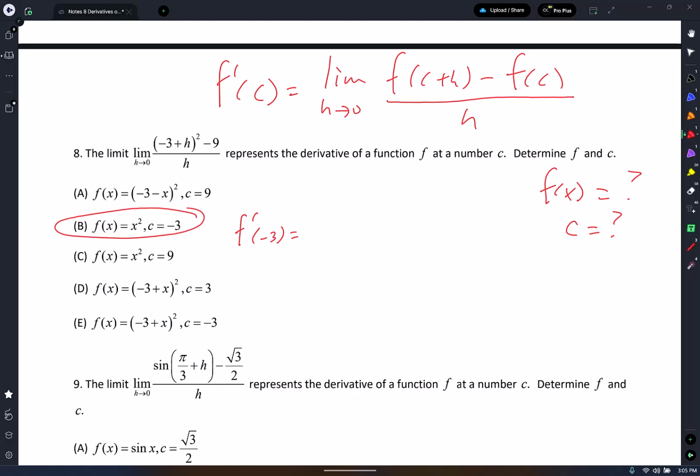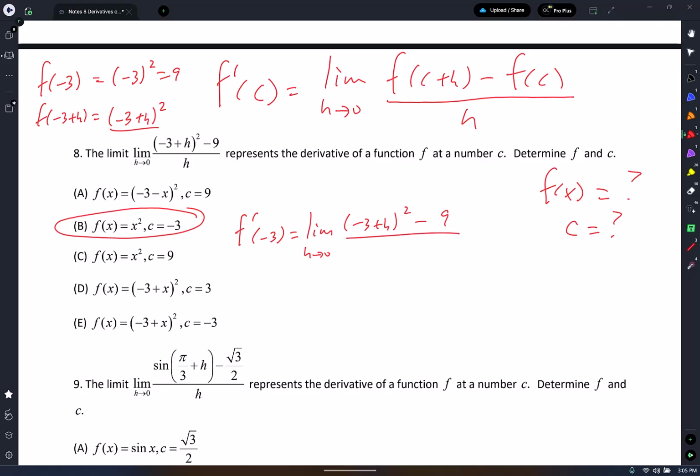So let me go here to the side. f of negative 3, if it's x squared, is negative 3 squared, which is 9. And then f of negative 3 plus h, I'm not going to simplify it, I'm just going to write negative 3 plus h, close it, squared. So if I do my limit as h approaches 0 of negative 3 plus h, close it, squared, minus 9, all over h, yep, that looks like this. So there it is. You got it.